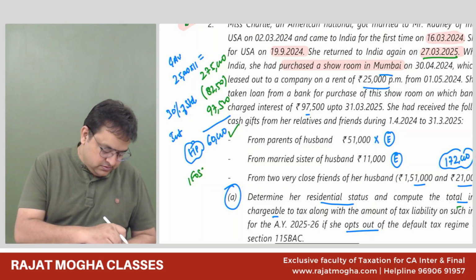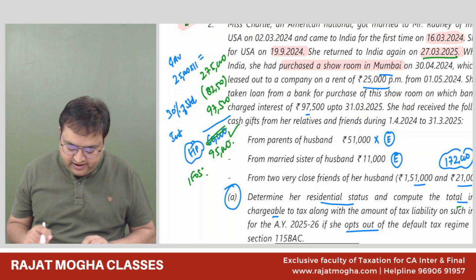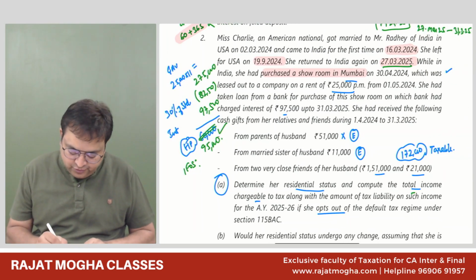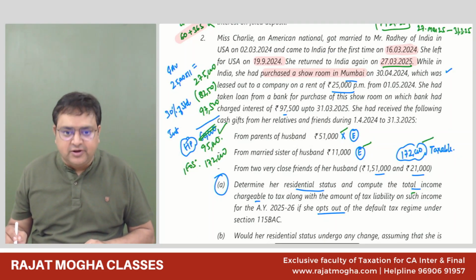95,000. Correct. 95,000. And IFOS income would be 1,72,000. That is the gift. So 51,000 is not an income, 11,000 is not an income, 172,000 is an income.